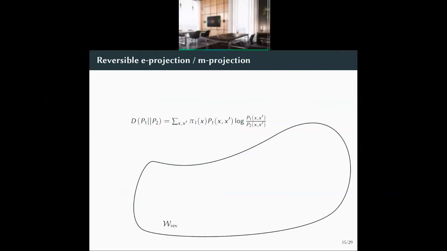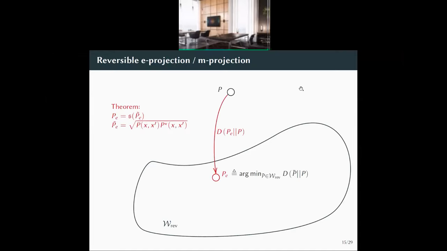In our case, we'll frame the problem just a little bit differently. Instead of considering these sorts of norms, we'll consider the divergence rate between the processes defined by some irreducible P1 and P2. So recall that you can express this divergence rate as follows. If you're given some P here and you want to project it onto W-Rev, what you're interested in is this PE, right? It's this argmin over all members of the set of reversible chains. Now, we can give you the answer. We can tell you that PE is actually equal to some rescaling of the square root of the Hadamard product of P and its time reversal.